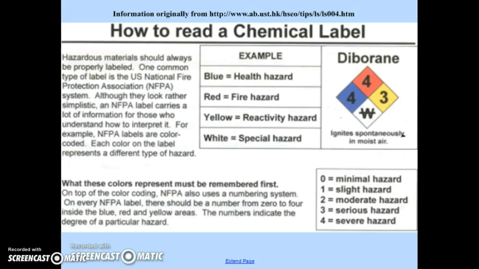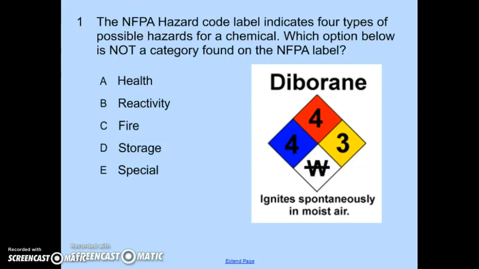Alright, so let's go forward here. First, we have a question. This is just, again, a review of that first slide. The NFPA hazard code label indicates 4 types of possible hazards for a chemical. Which one is not a category found on that label? Health, reactivity, fire, storage, or special.